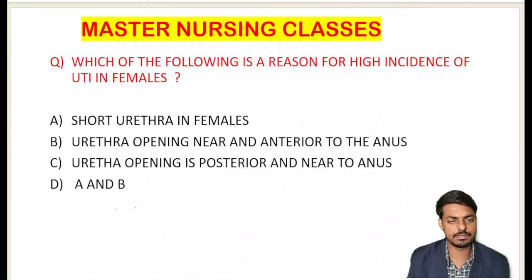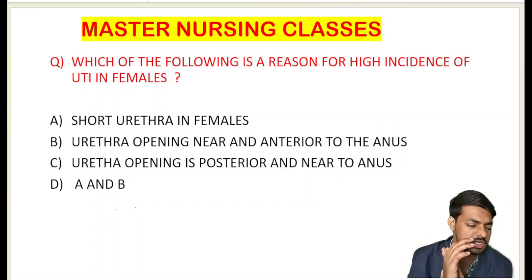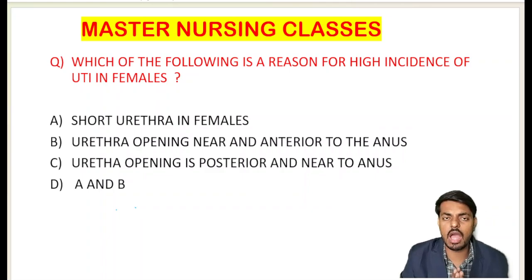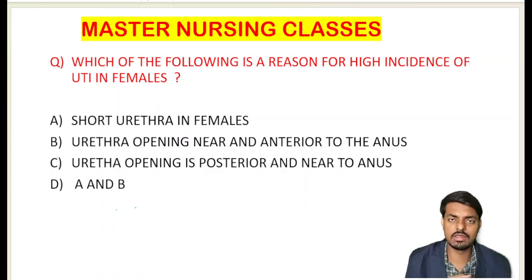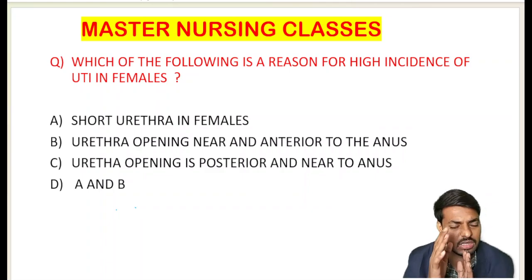Here is the next question. Try to answer it. Very basic question, very important question. Which of the following is a reason for the high incidence of urinary tract infection in females? Why do almost all patients who come with urinary tract infection happen to be female? Is there any anatomical reason? Is there any scientific reason? Yes, there is an anatomical structural reason, and there are scientific reasons why the highest incidence of urinary tract infection is mostly seen in females.